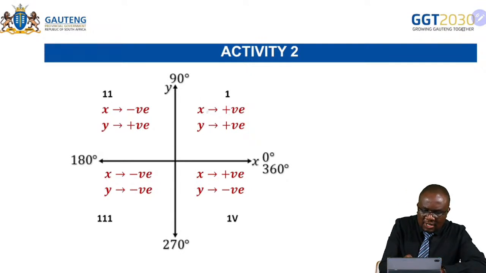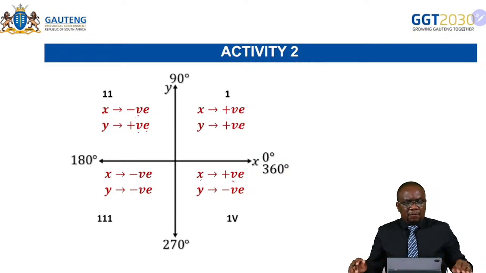In quadrant 1, x is positive, y is positive. You can write as I speak. Right? Quadrant 2, x is negative, y is positive. Quadrant 3, x is negative, y is negative. Quadrant 4, x is positive and y is negative. 1 minute. Let's copy that fast.